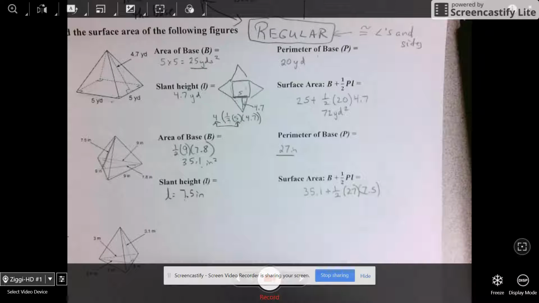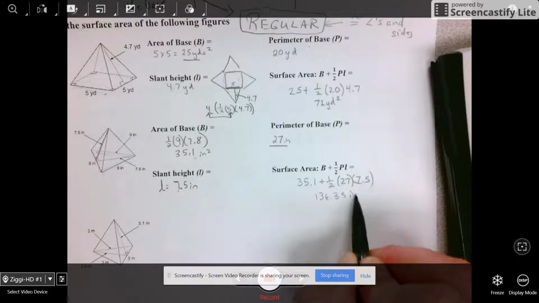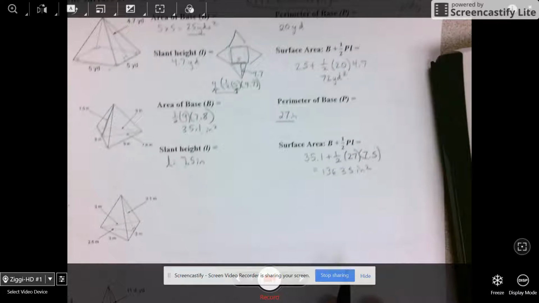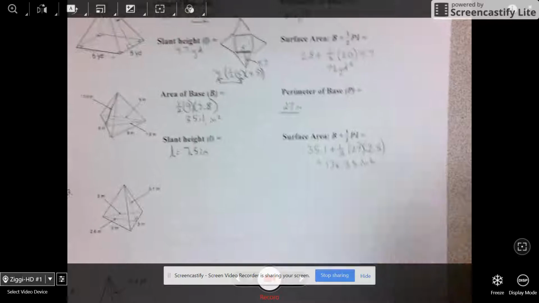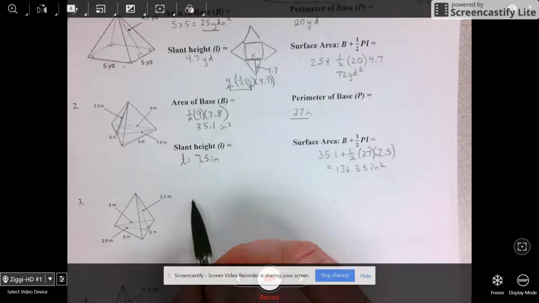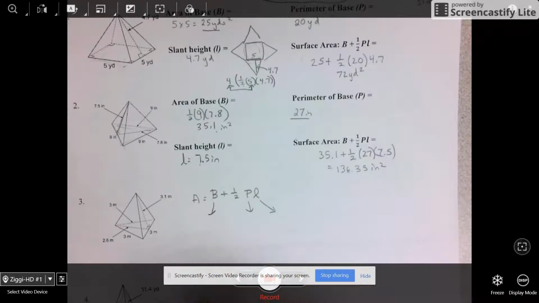The answer is 136.35 inches squared. So this is just a good structure to help you think about it. If you don't want to do it that way, just write down your formula. Area equals B plus 1/2 PL, and then make sure you find all of those parts as you work through it. You need to show work. Don't just do it in your calculator. That's not good consistent work.